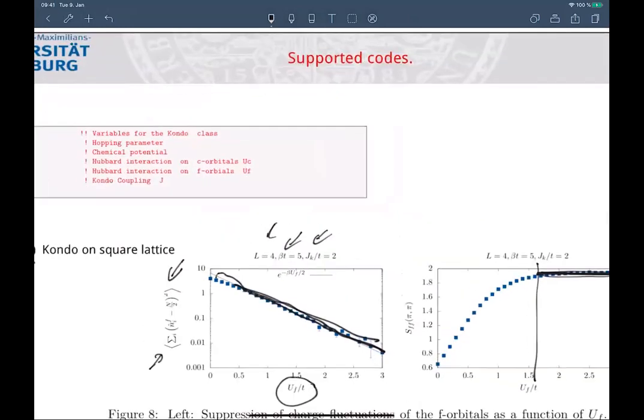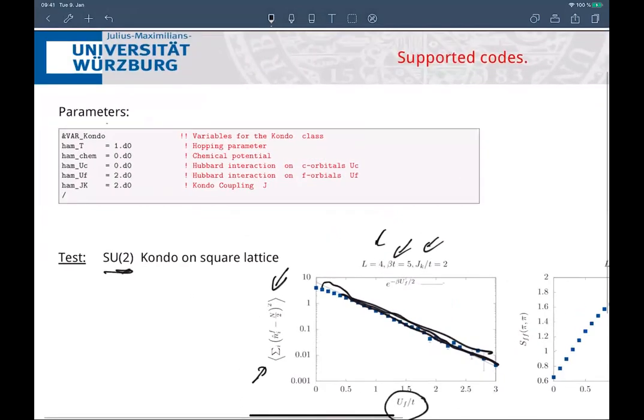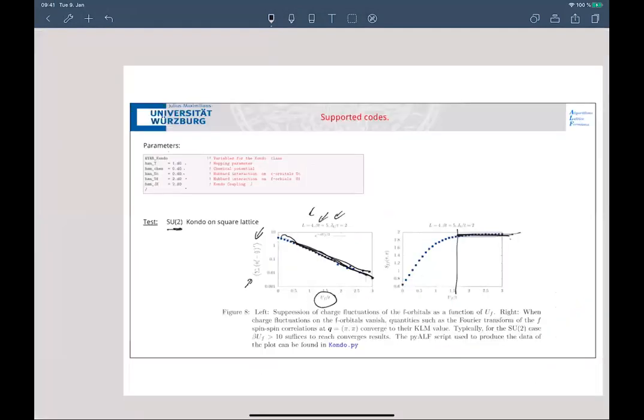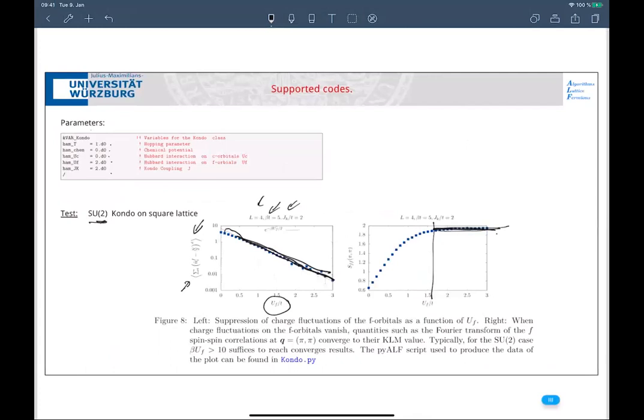We can do a lot of work with that. The variables for this class are rather simple. We have hopping, chemical potential, UC, UF, and the Kondo coupling. And you can do SU(N), and these plots here are generated by this Kondo Python script, which, if you follow this link, you will find in our ALF directory or in the pyALF. Questions to that?